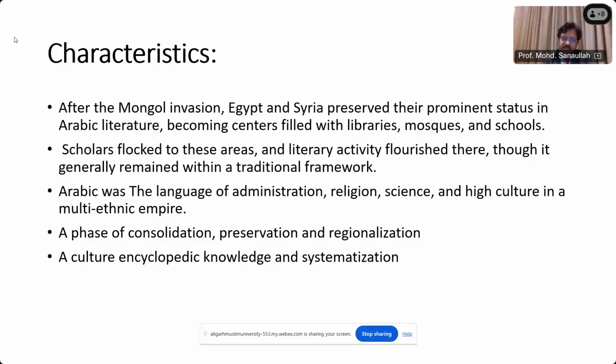Culture of encyclopedic knowledge and systematization. When it comes to the Ottoman period, it is usually conceived against the backdrop of the original language of the Ottomans, which was, of course, not Arabic.